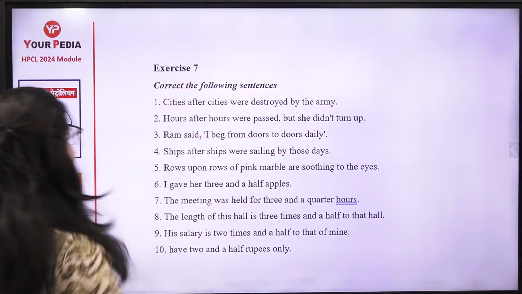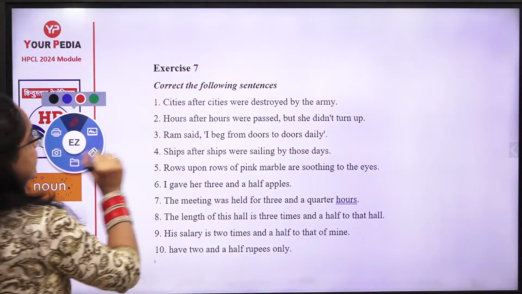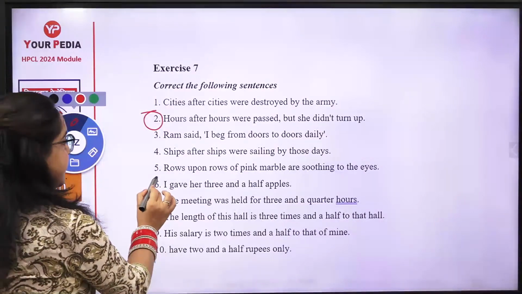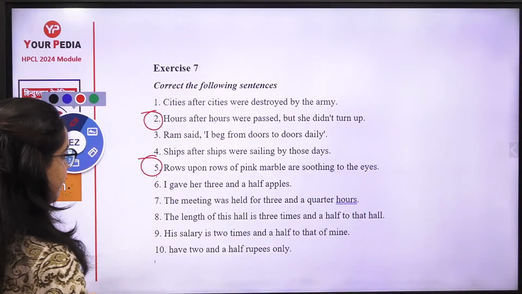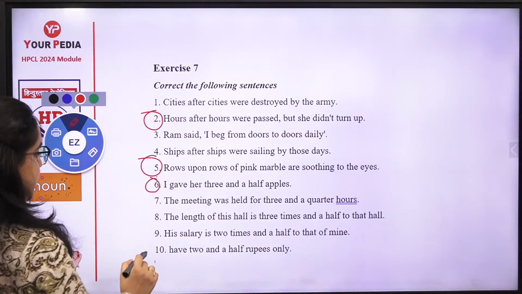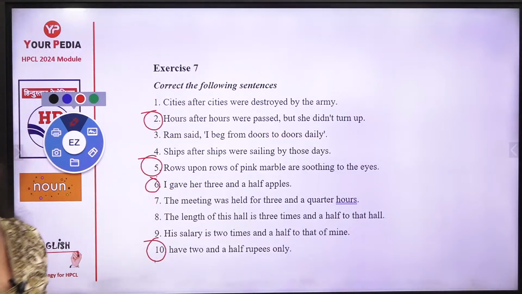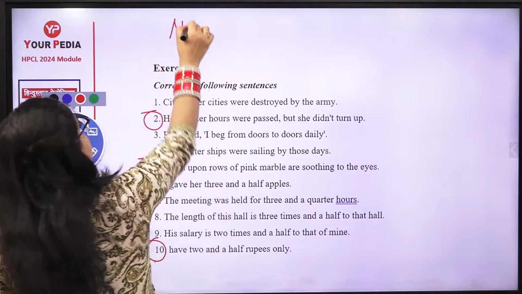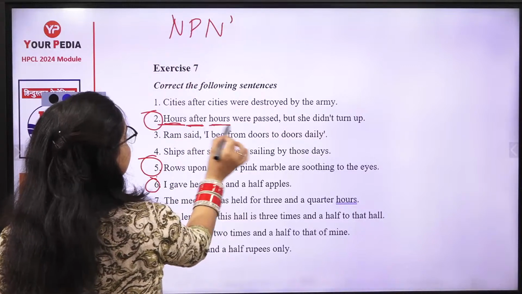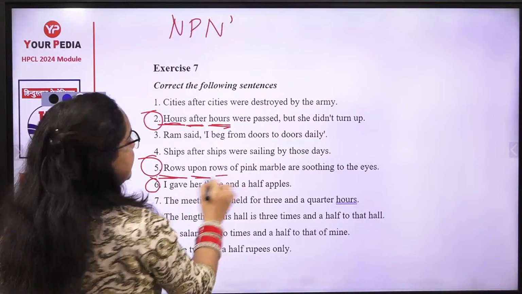Okay. This is NPN rule. Go for the second question, and go for 6th, 5th, and 10th. 4 questions, last 4 questions, guys. Do it attentively. That's also based on rules. Hours after hours were passed, but she did not turn up. It is noun, preposition, noun rule. Noun is there, preposition is there, noun is there.